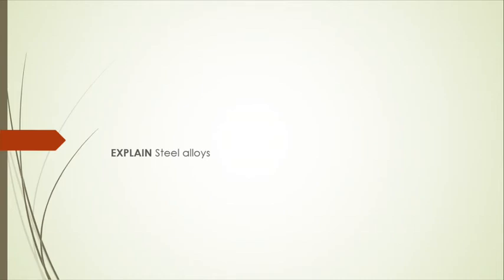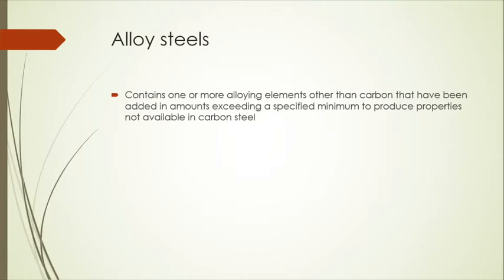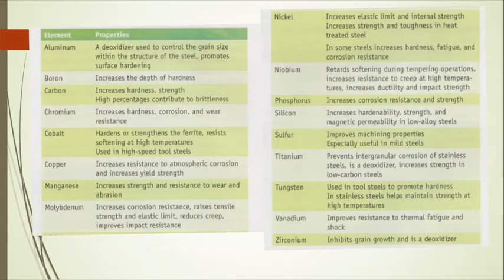Hello, so in the next one we're going to explain about steel alloys. Alloy steels contain one or more alloying elements other than carbon that have been added in amounts exceeding a specified minimum to produce properties not available in carbon steel. So basically alloy steel is other than carbon elements being mixed in the carbon steel products to produce specified properties.